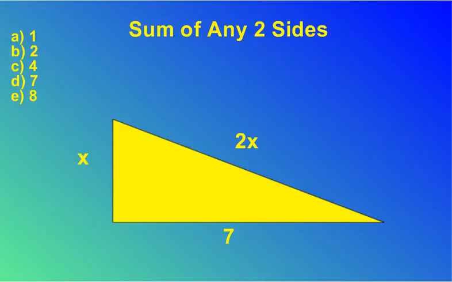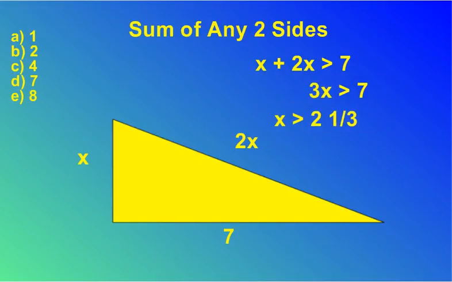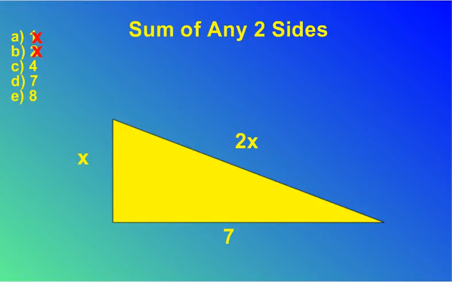Now, you just pick two sides. X plus 2x is greater than 7. Therefore, 3x is greater than 7. So x is greater than 7/3. X is greater than 2 1/3. That's going to rule out 1 and 2. Then we pick two other sides. 7 plus x has to be greater than 2x. Therefore, 7 is greater than x. Thus, ruling out 7 and 8, leaving us with 4.